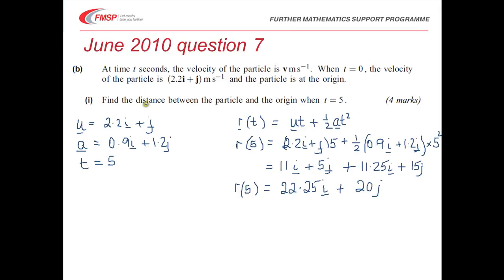Just bear in mind we were asked to find the distance from the origin. So we've gone 22.25 in a horizontal direction, followed by 20 in a vertical direction, so it is just a matter of Pythagoras' theorem now.